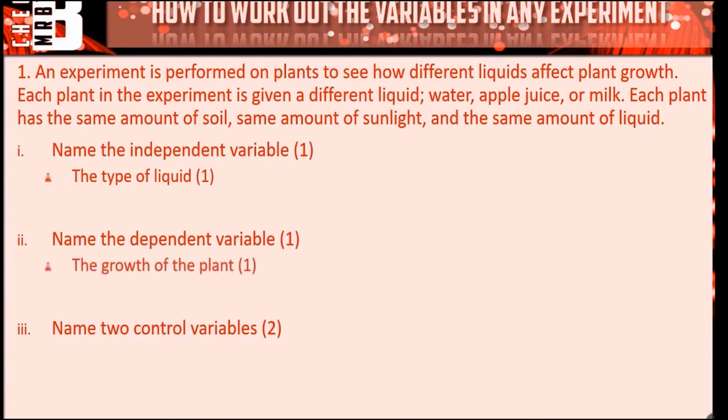And then 2 control variables, what are we keeping the same? The amount of soil, the amount of sunlight, and the amount of liquid, or the volume of liquid. So any 2 of those 3 will get you your 2 marks for that section.